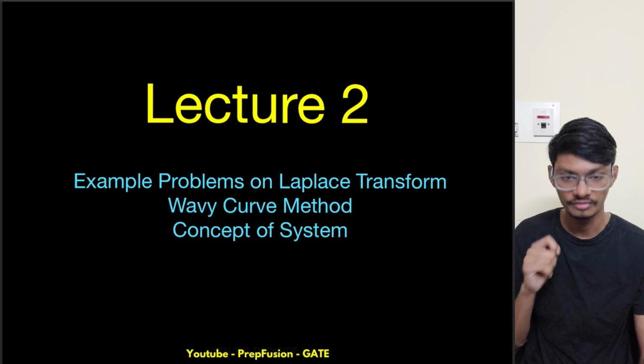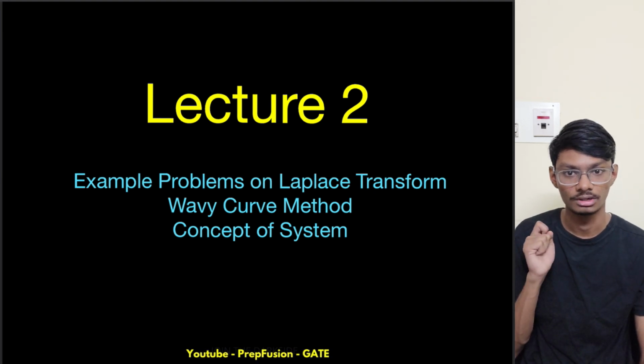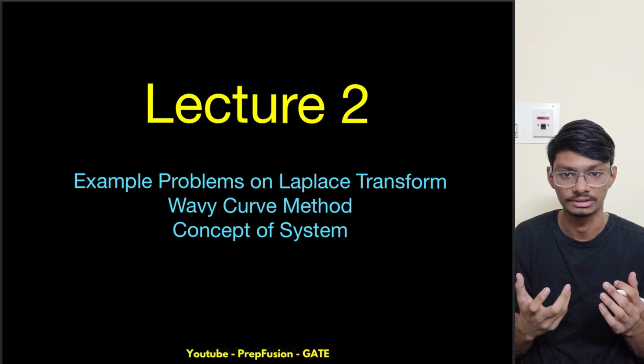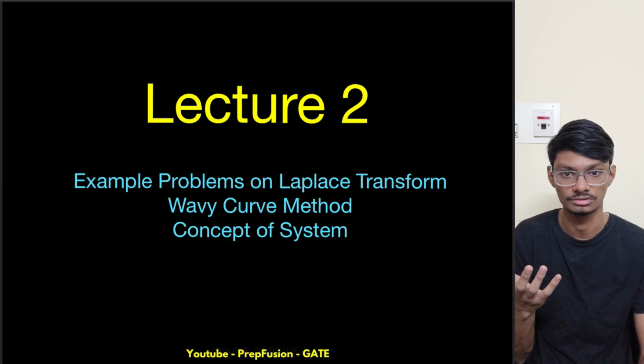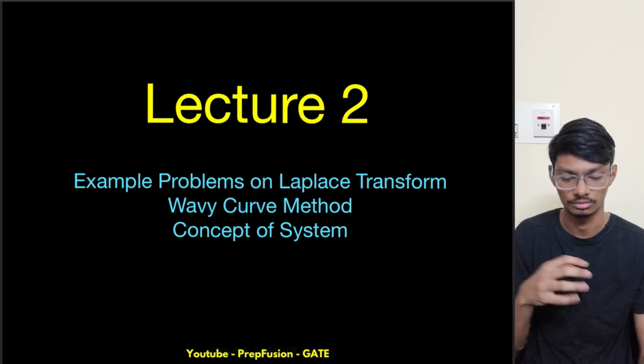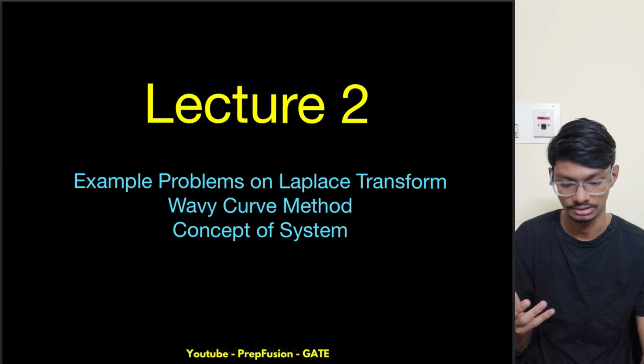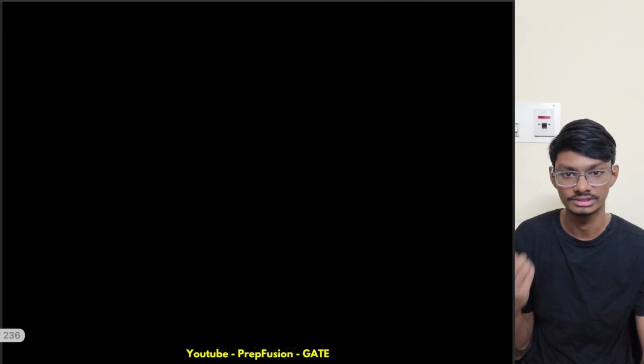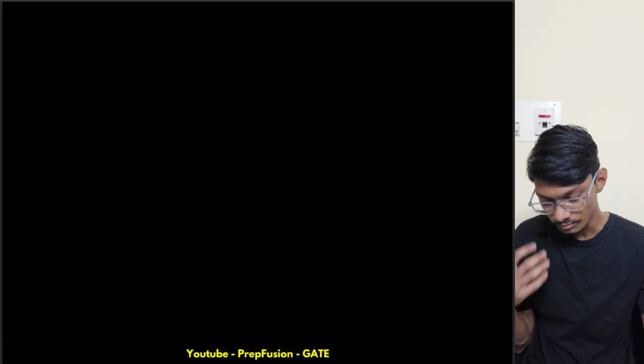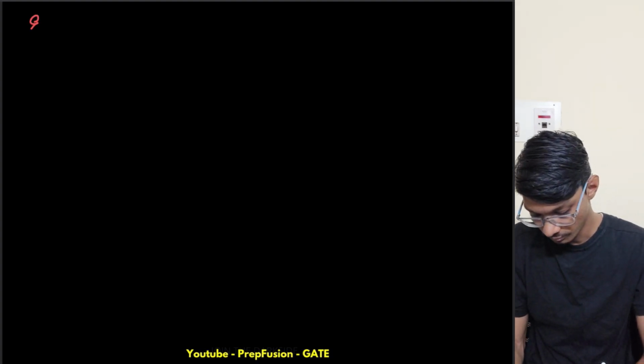Then we will understand the wavy curve method and also the concept of system. Like, what do you mean by system? I told you control system, but what do you mean by system? So in more brief we will go into system, right? So first let us do a few example problems. So we have this example problem. Let's say this is the first problem.